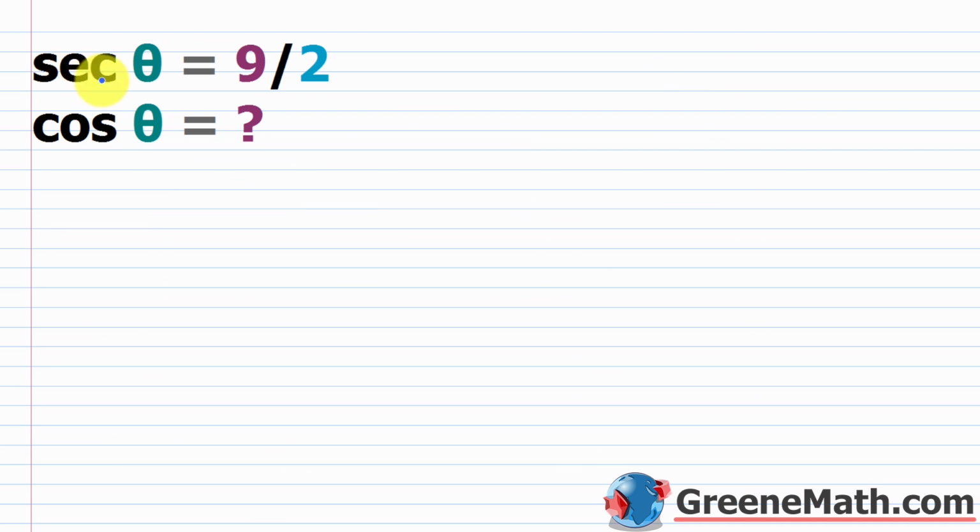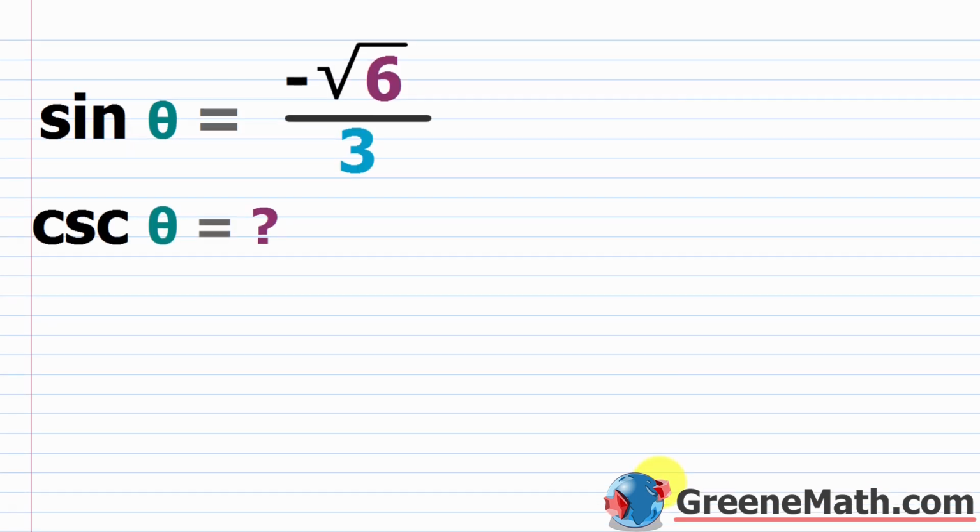So we have that the secant of theta is equal to 9/2. What is the cosine of theta? Well, again, the secant of theta and the cosine of theta, those guys are reciprocals of each other. So if this guy is 9/2, all I have to do is flip it and it would give me 2/9. All right, let's take a look at another example.